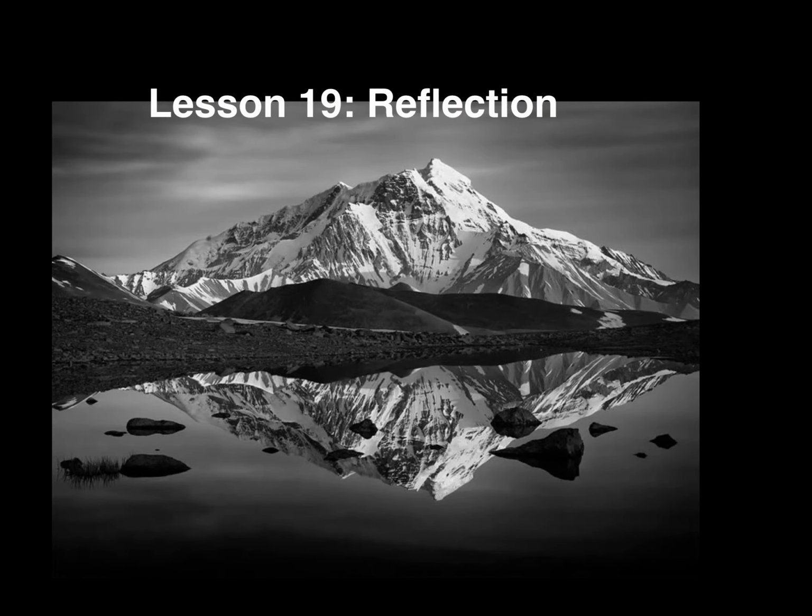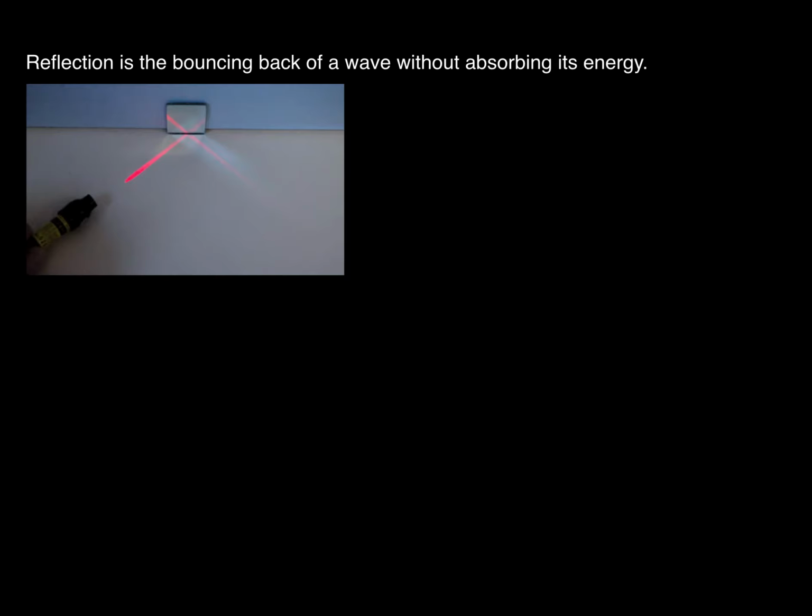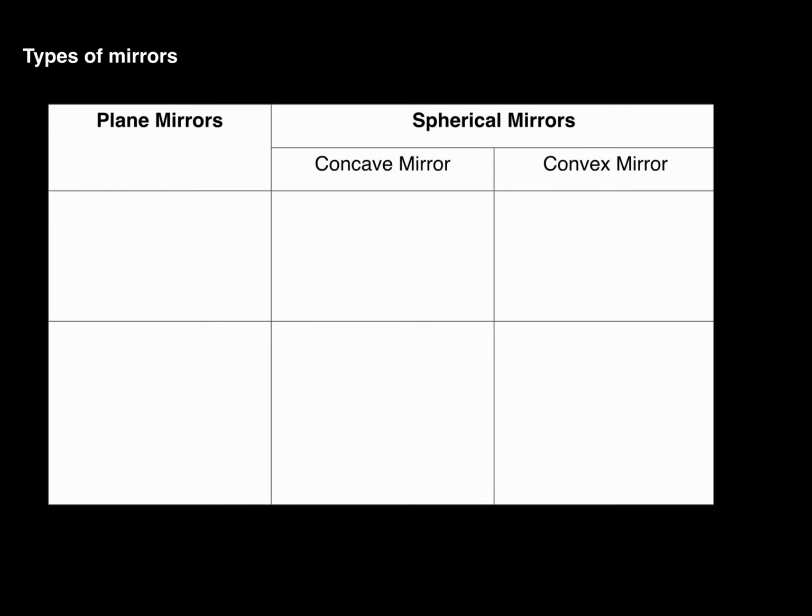Lesson 19, Reflection. Reflection is the bouncing back of a wave without absorbing its energy. Mirrors are excellent reflectors of light waves. In this lesson, we're going to be studying two types of mirrors: plane mirrors and spherical mirrors. In spherical mirrors, there are two types, concave and convex.